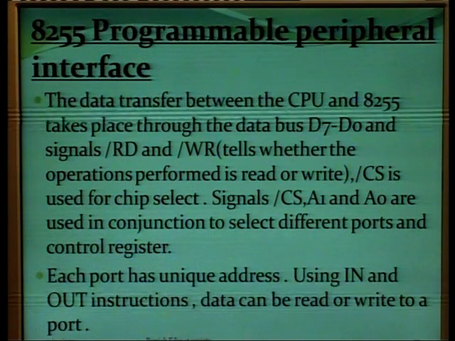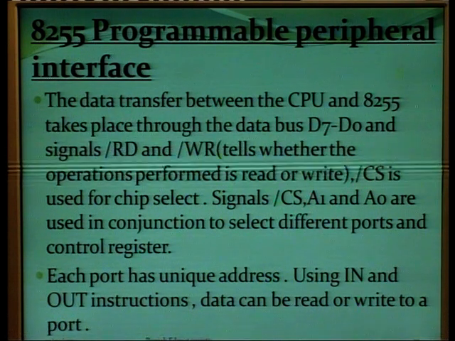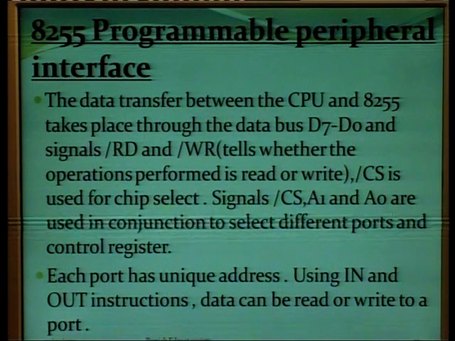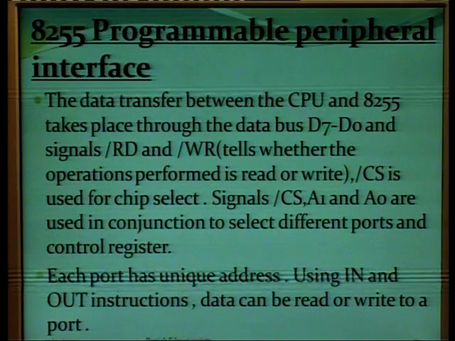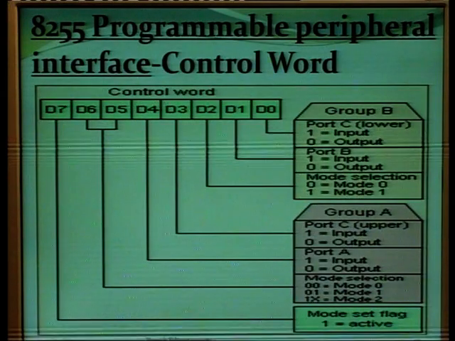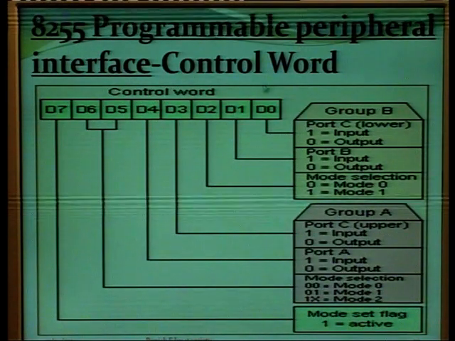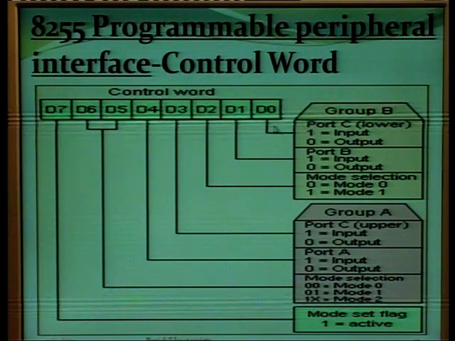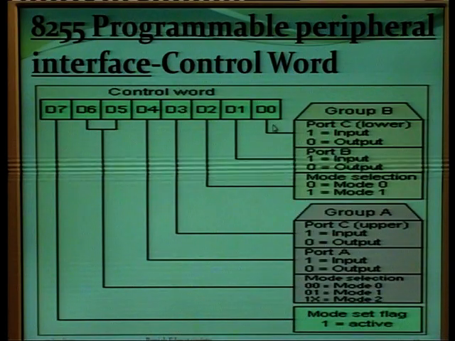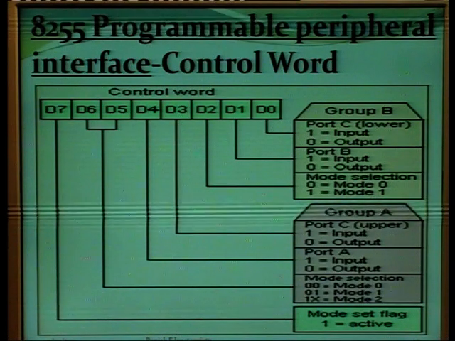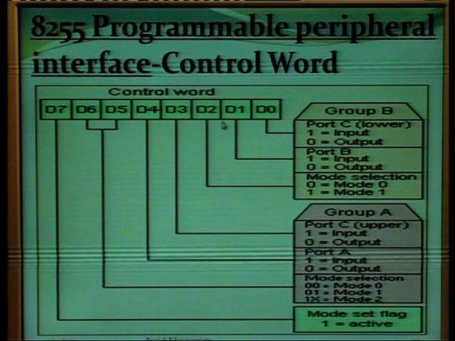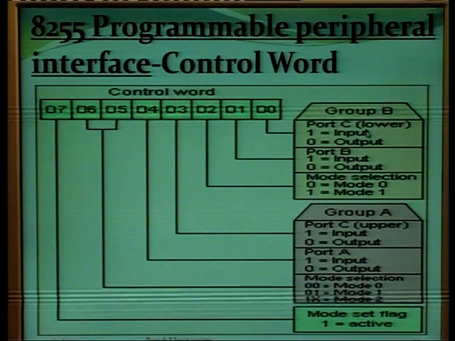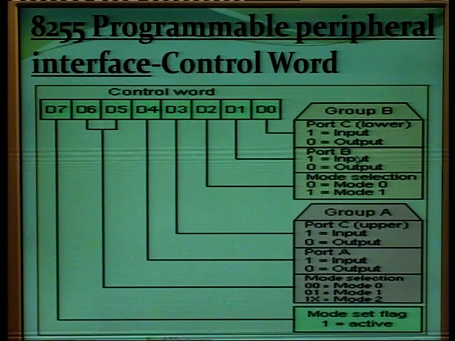Using IN and OUT instructions, we can read or write data to a particular port. This is the pattern of the control word of 8255. It is an 8-bit word. D0, D1 and D2 are for group B. D0 is for port C lower, 1 means input, 0 means output.